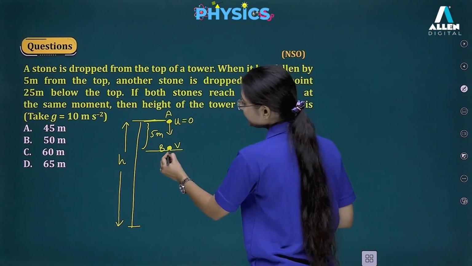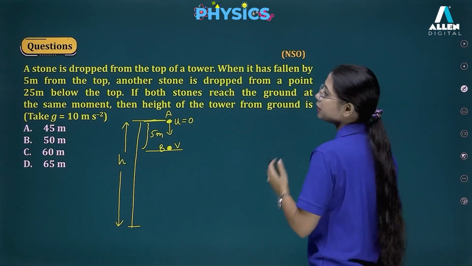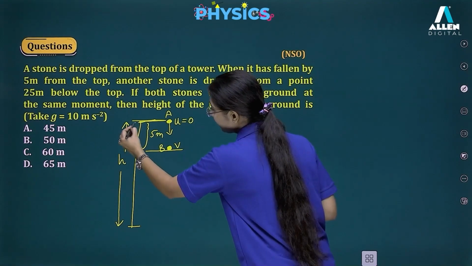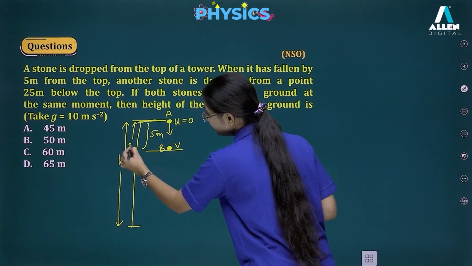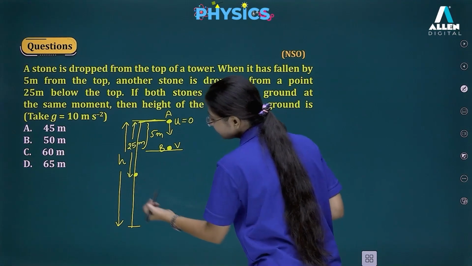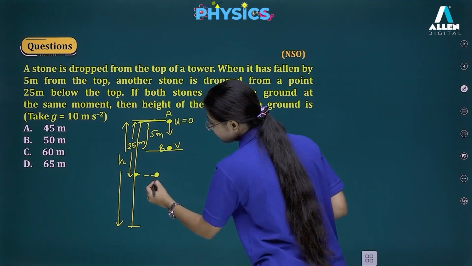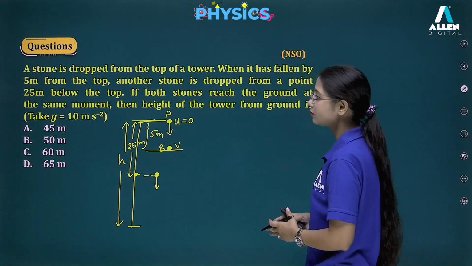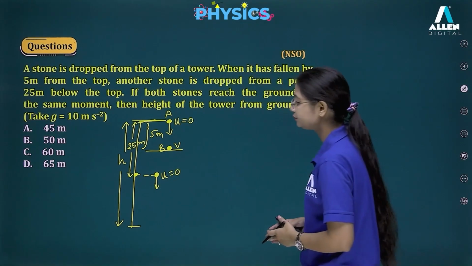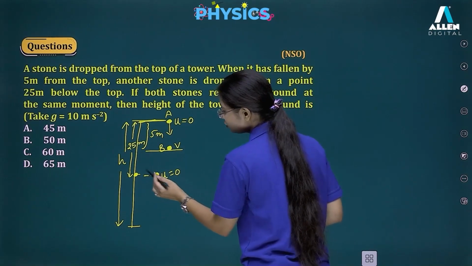Now, when this stone will reach here, then another stone is dropped from a point 25 meters below the top. So this is the top, and from 25 meters below, that means at this point, another stone is dropped. And obviously, because it is dropped, its initial velocity is 0. Now, students, this is stone 1 and this is stone 2.